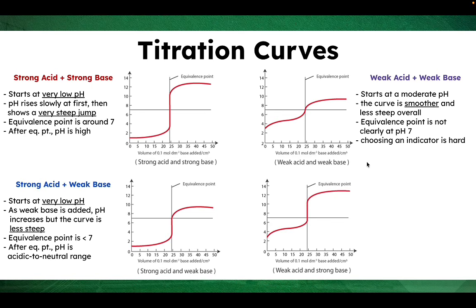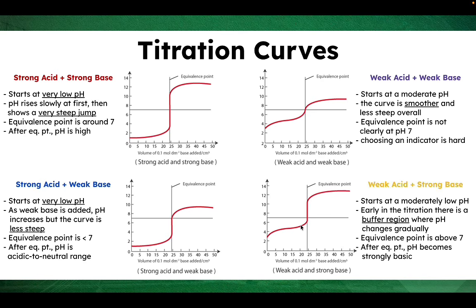For weak acid and weak base, it starts at a moderate pH because, again, you have a weak acid. So in this scenario, you have a pH 3. As you add more weak base, the curve is smoother and less steep. The equivalence point is not clearly at 7. Choosing an indicator is very hard because again, the vertical part is very small.